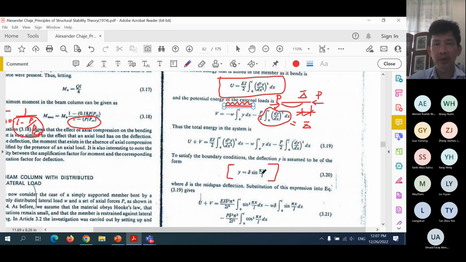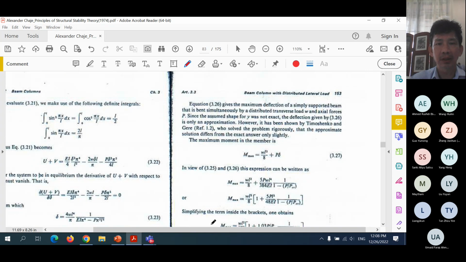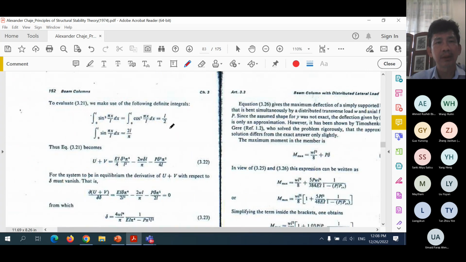So we substitute this into these equations, doing all the necessary differentiation first. We come to this equation here. Next we need to do the integrations. So this is what happened.